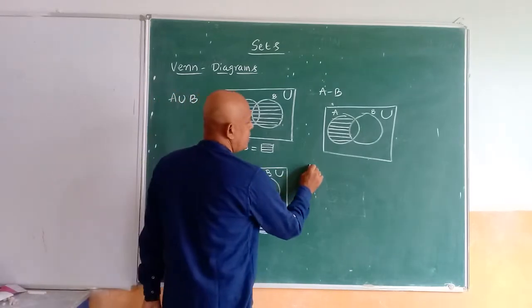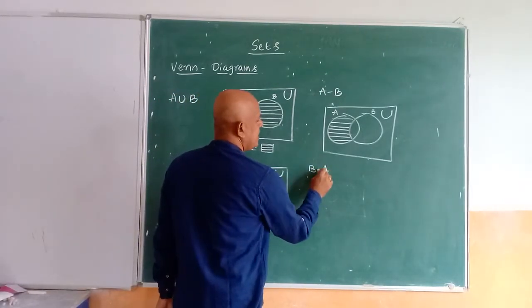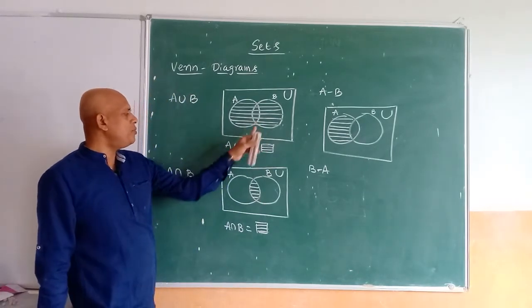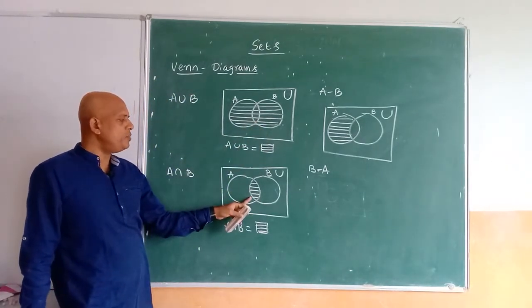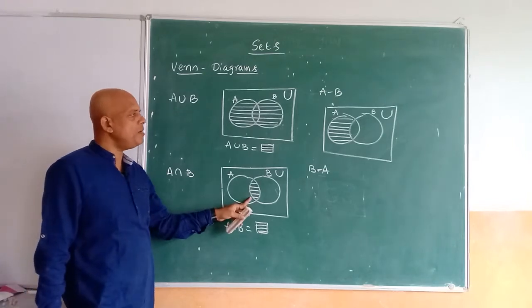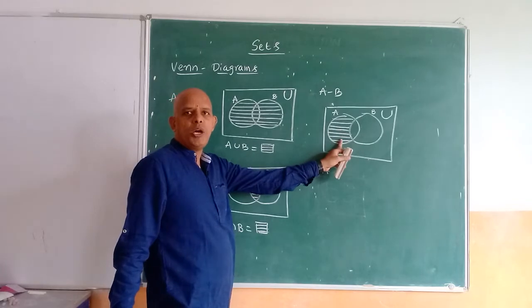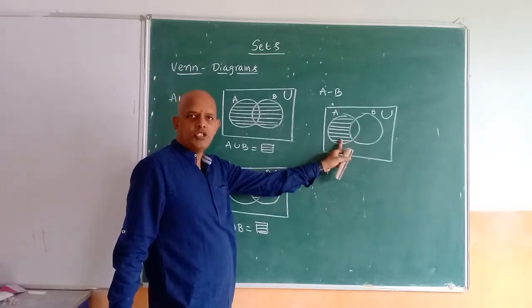In the same way, now we will go for B minus A. As we said, A union B is equal to B union A, which satisfies the commutative property. A intersection B is equal to B intersection A, which satisfies the commutative property. But difference does not satisfy the commutative property. That is, A minus B is not equal to B minus A.